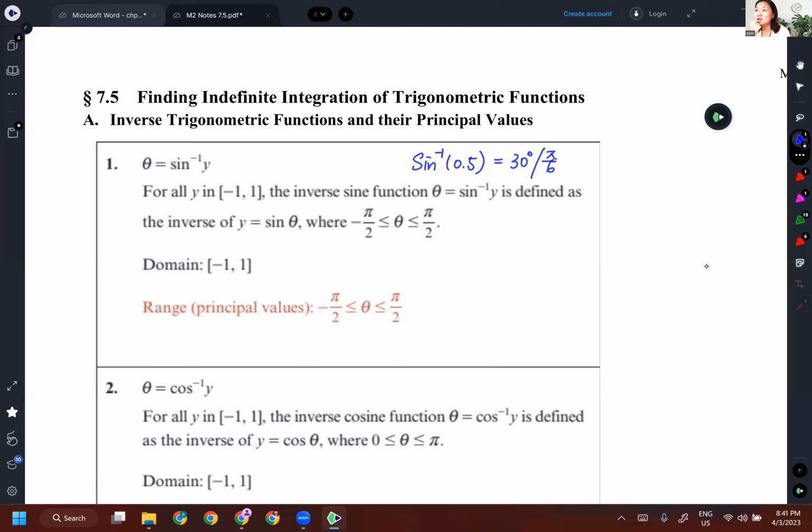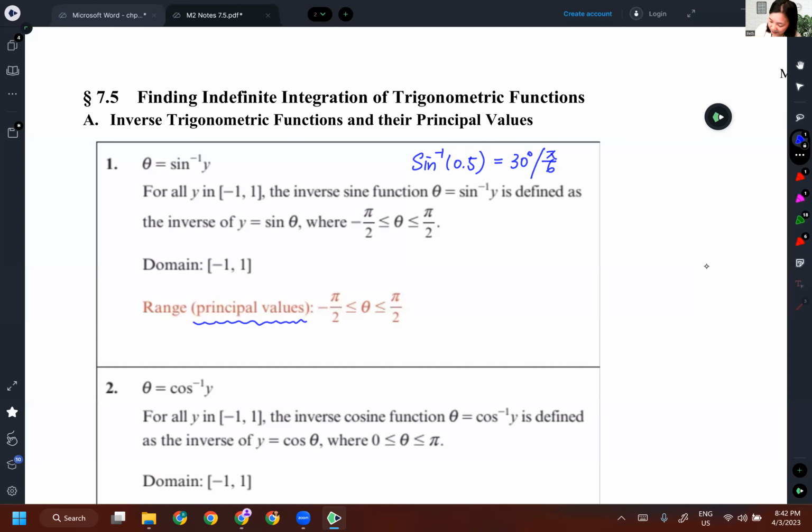That is because when we define this function, we also define the so-called range of the function. The range of the function is called the principal value. It means that no matter what value you put inside the inverse sine function, the outcome must be an angle between negative 90 degrees and 90 degrees. You're not supposed to get 150, although 150 also has the same value. You only get the outcome that is from negative 90 to 90.